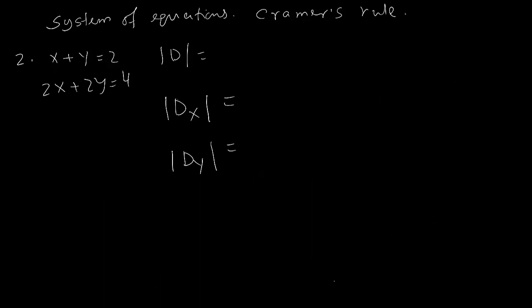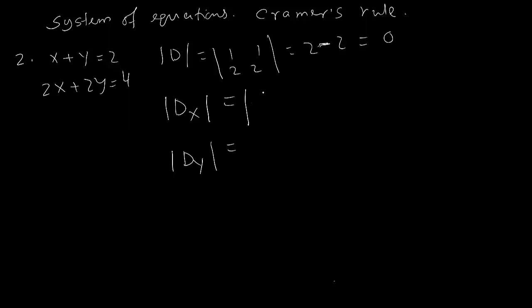Take another example. Suppose you are given x plus y is 2 and 2x plus 2y equals 4. So your determinant d will be 1, 1, 2, 2. That gives you 2 minus 2 equals 0. So this system doesn't have a unique solution. Now we want to see what kind of solution we have. Is it infinitely many solutions or no solution?